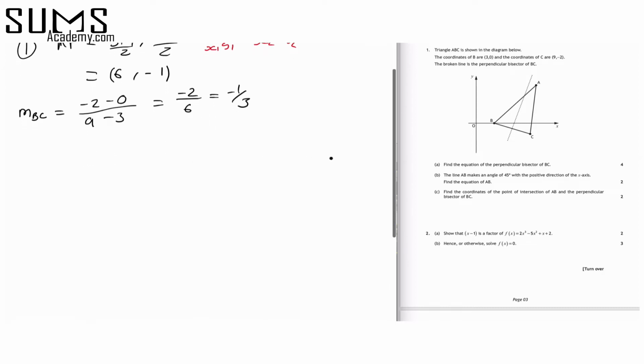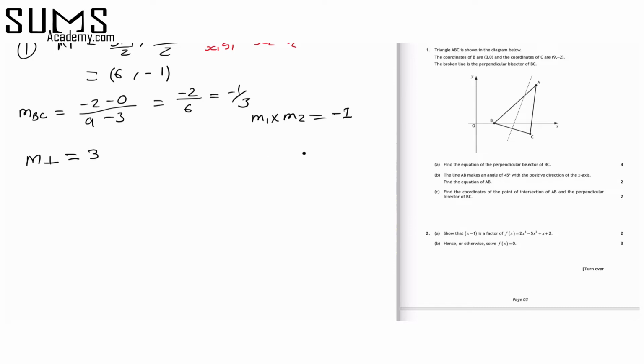And now we need to work out our perpendicular gradient. The relationship between perpendicular gradients, as we should know, is that m1 times m2 is negative 1. So this is just going to be the inverse of that and change the sign. So that's just going to be 3.